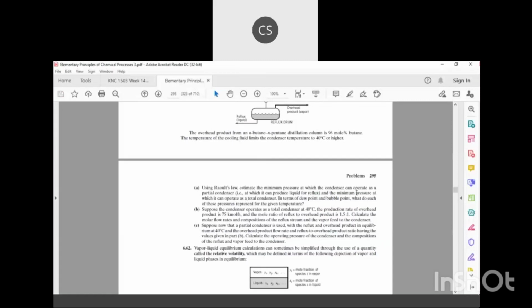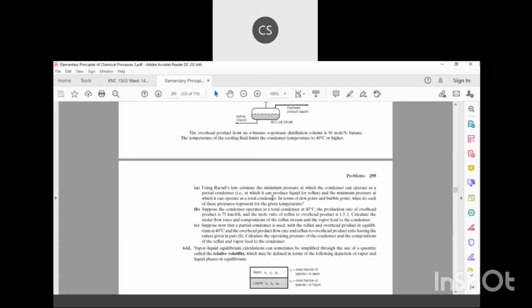The minimum pressure at which the condenser can operate as a partial condenser means that, for the partial condenser, when the gas is cooled slowly at constant pressure, the pressure at which the first liquid droplet forms is the dew point pressure.